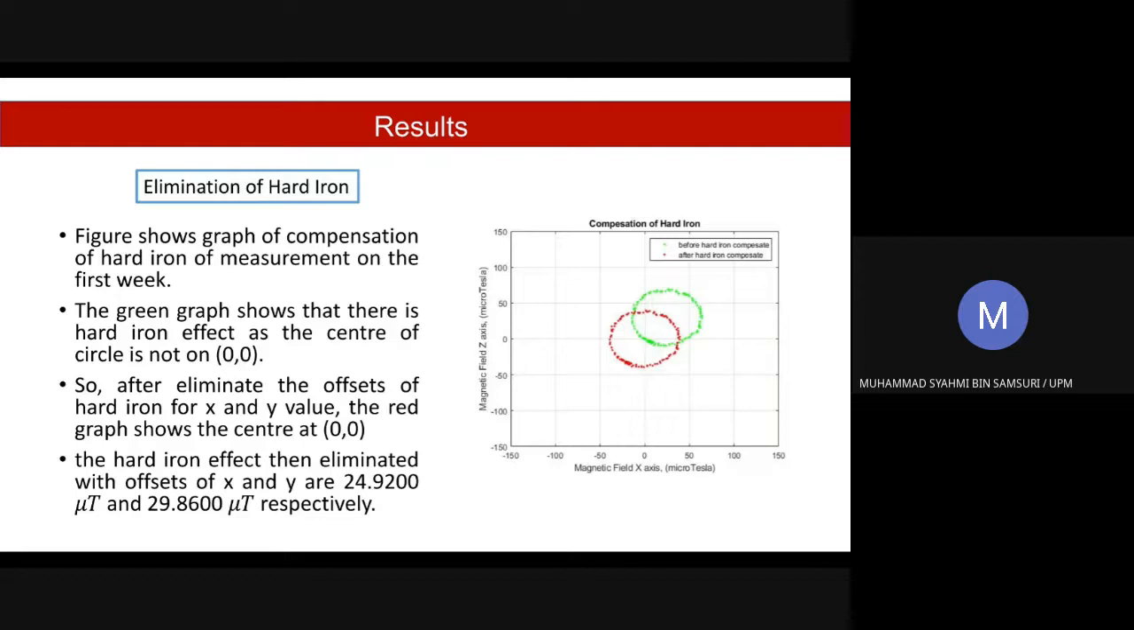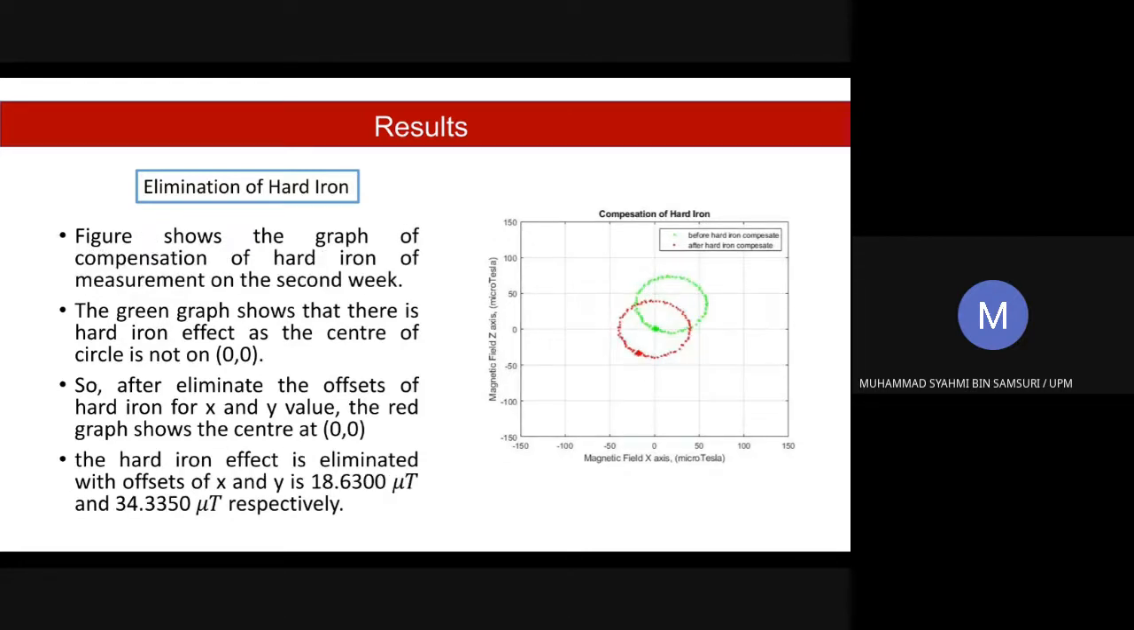After eliminating the offset of the hard iron for x and y values, the red graph shows the center at 0, 0. So the hard iron effect is eliminated with offsets of x and y of 24.9200 microtesla and 29.8600 microtesla respectively.